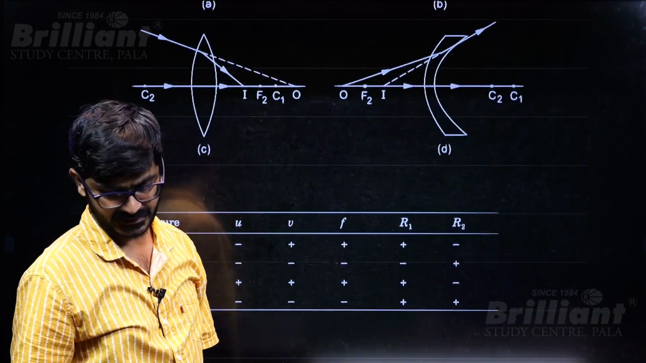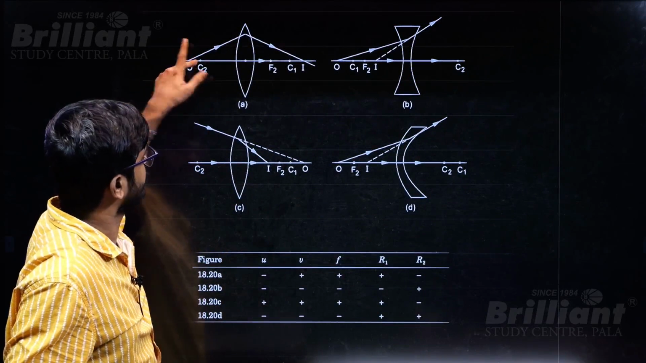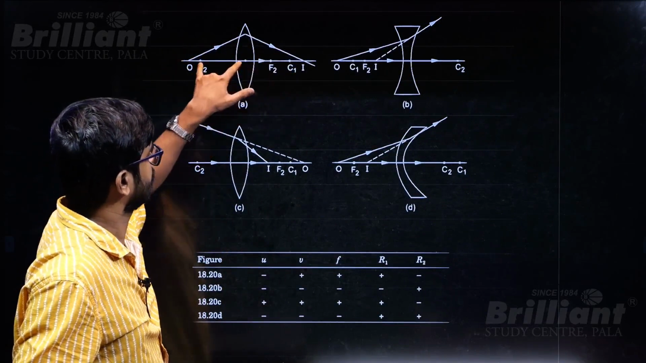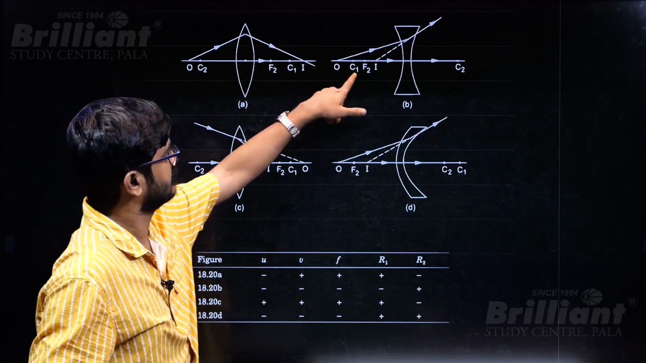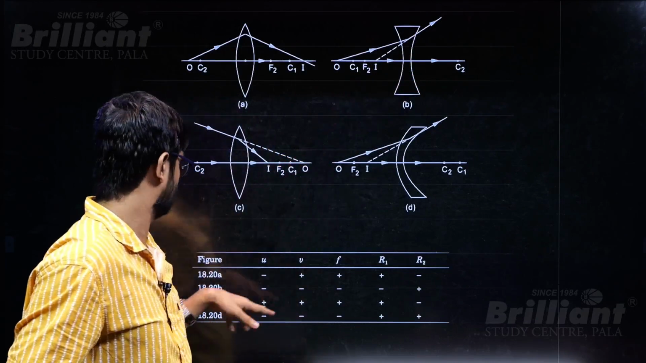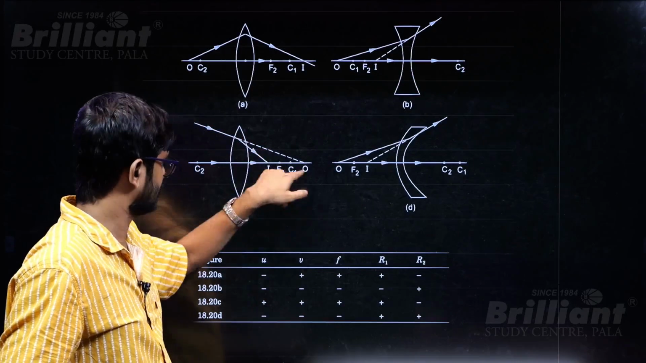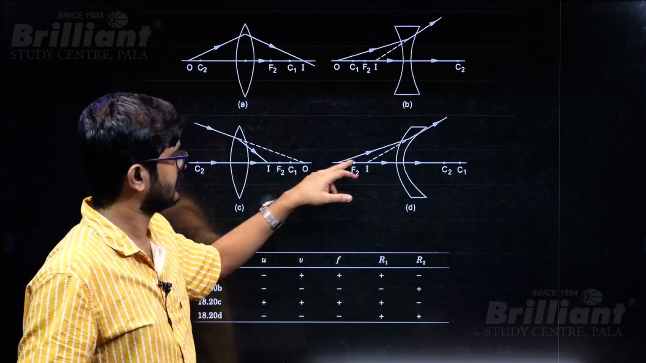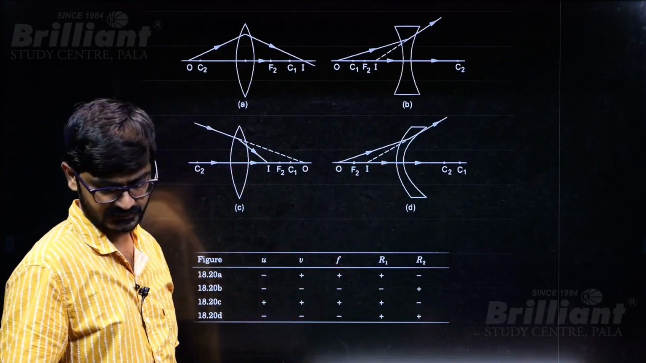Anyway, that's about the sign convention. We have understood the sign convention. For this one, object distance is negative, image distance is positive. For this one, object distance is negative, image distance is also negative. For this one, object distance is positive, image distance is also positive. For this one, object distance is negative, image distance is also negative, right?